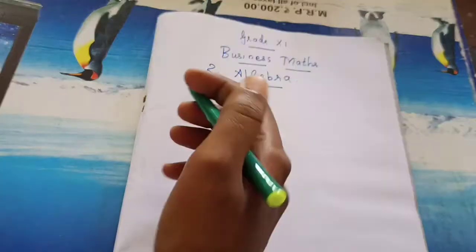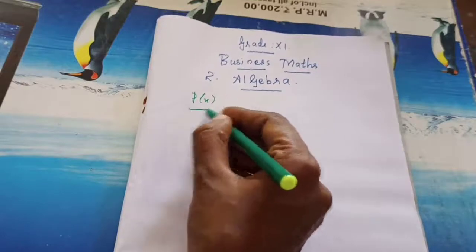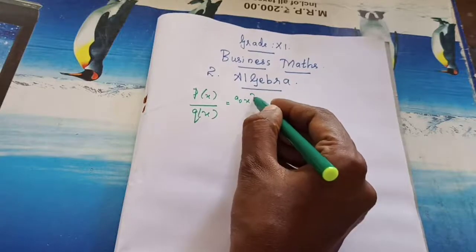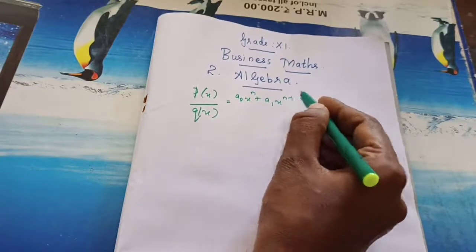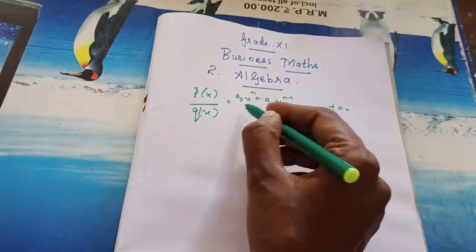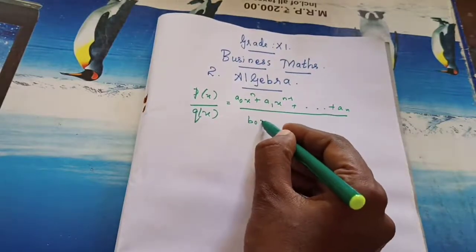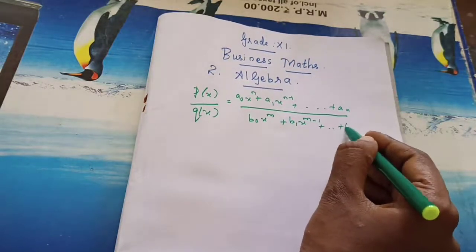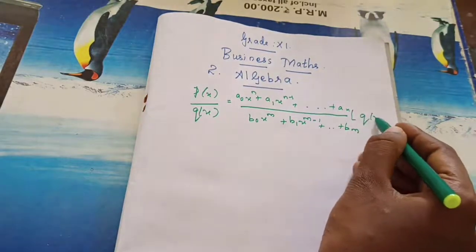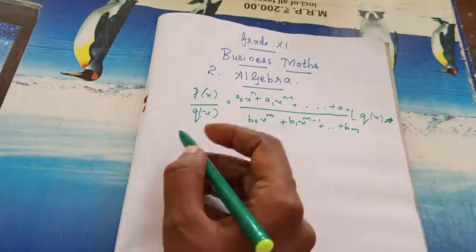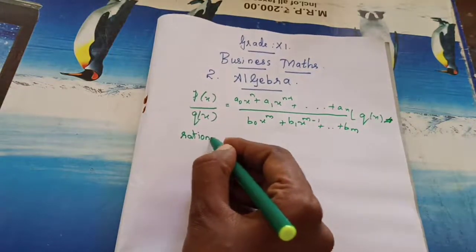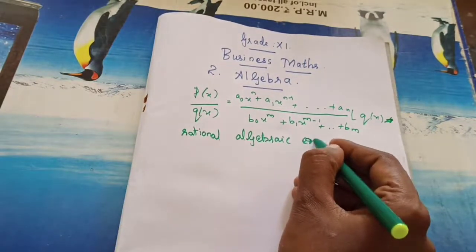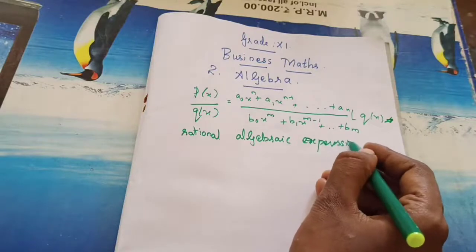An expression in the form of p of x divided by q of x, where p of x is a polynomial, maybe a naught x power n plus a1 x power n minus 1 plus etcetera plus an, divided by b naught x power m plus b1 x power m minus 1 plus etcetera plus bm, and q of x is not equal to 0, we will say it's a rational algebraic expression.